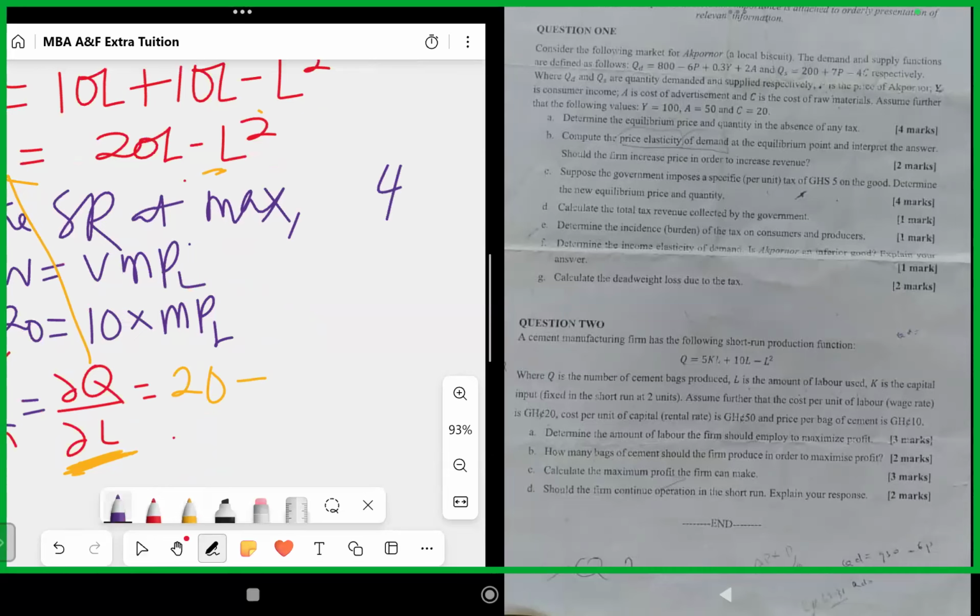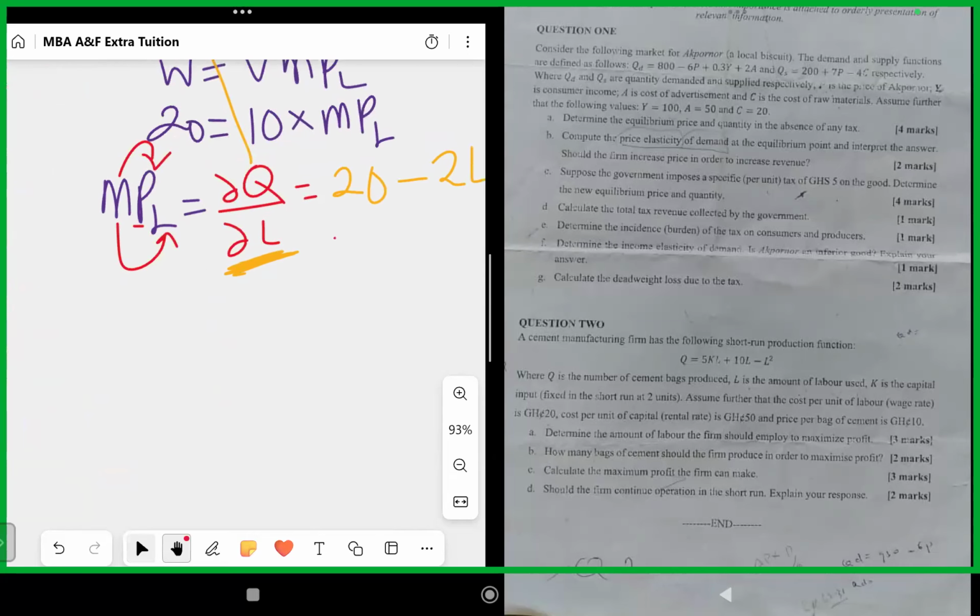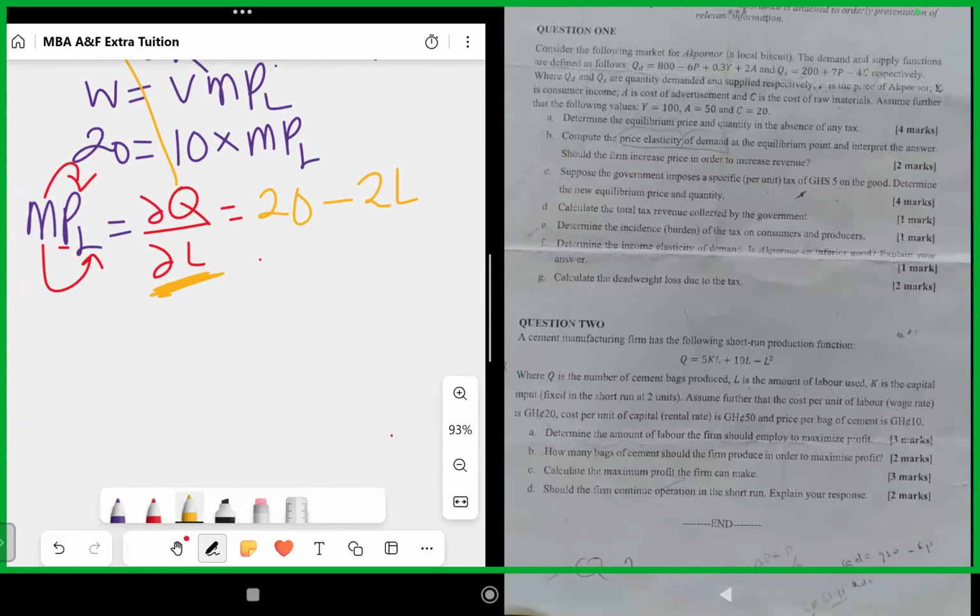Do you remember the way I did the 4x squared? Yes. So how did I do it? One times two, which will give us 2. Then 2L raised to the power 2 minus 1, which will give us what? 1. Good. So this will be the derivative. So in other words, the MPL will be what? 20 minus 2L. Have you gotten it?